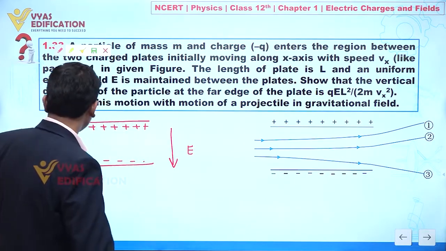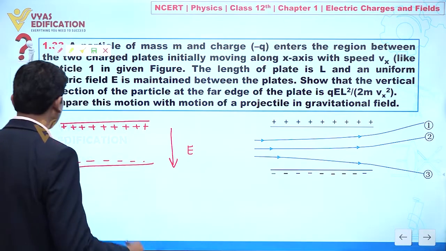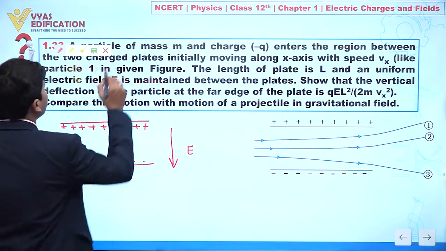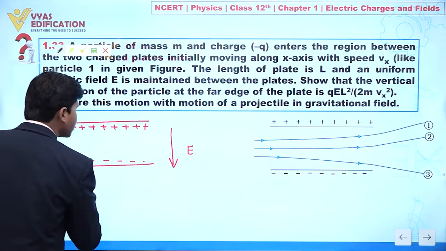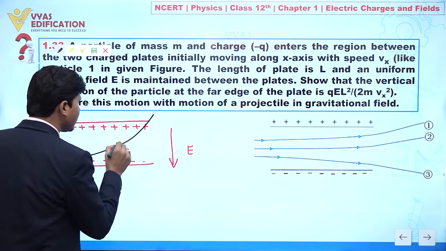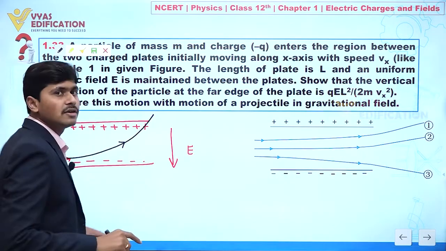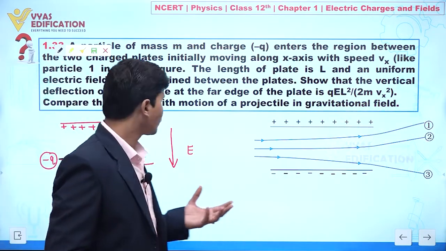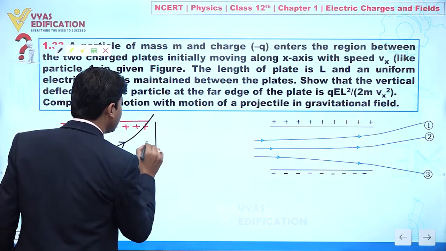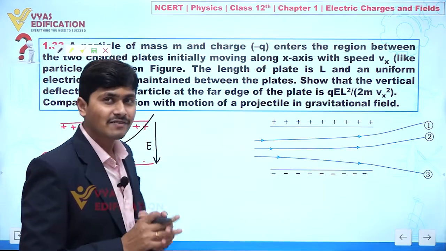Yes or no? So when the negative charged particle enters from this side, definitely a force will act on this charged particle and it will move like this. Yes or no? Because the force will act on this charged particle in an upward direction, because this is a negative charge. So can we calculate the value of acceleration of this charged particle in the vertical direction?